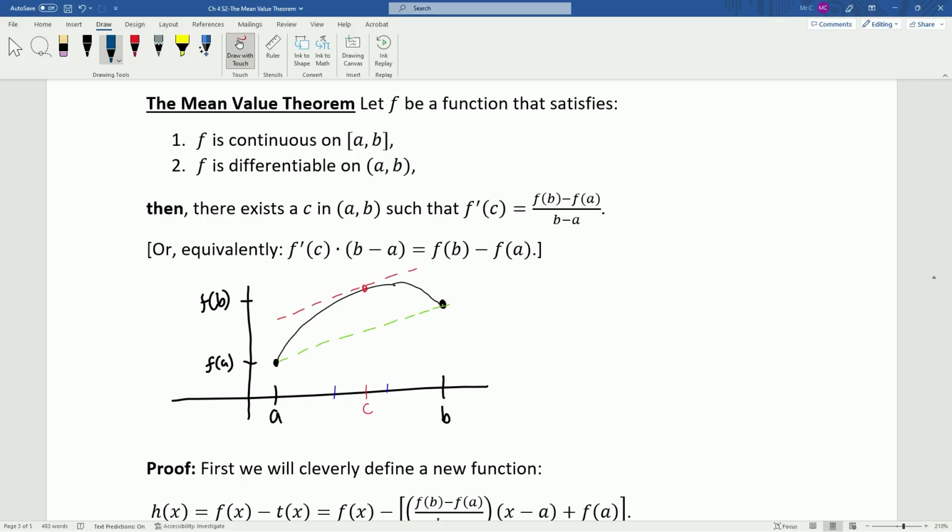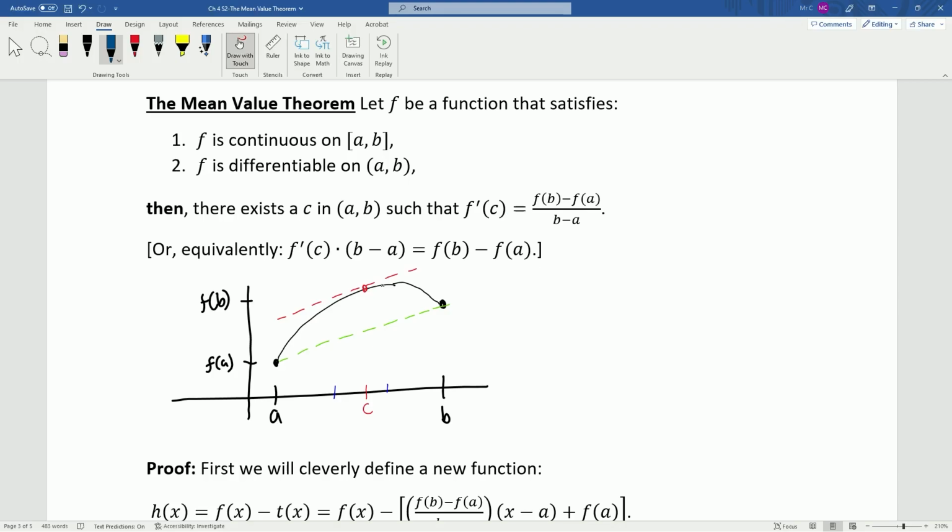So the mean value theorem states simply: let f be a function that satisfies 1, f is continuous on the closed interval from a to b, and 2, f is differentiable on the open interval from a to b. Then there exists a c in the interval from a to b such that f prime of c equals f of b minus f of a over b minus a. Or equivalently, f prime of c times b minus a equals f of b minus f of a, which we would get from just multiplying the denominator across.